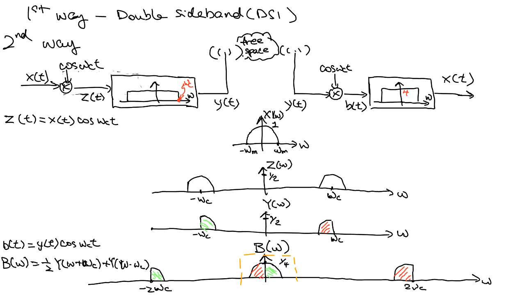Now this is not very different from the first way of doing things. Let me just say the name first. This is called single sideband, SSB.